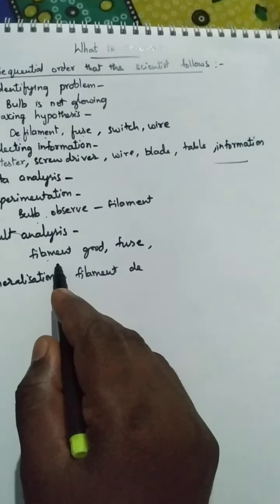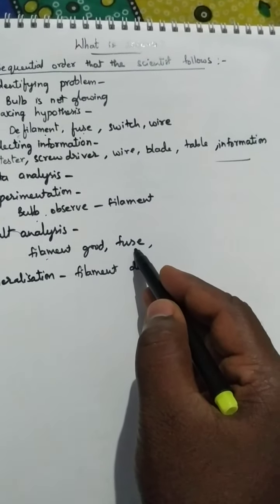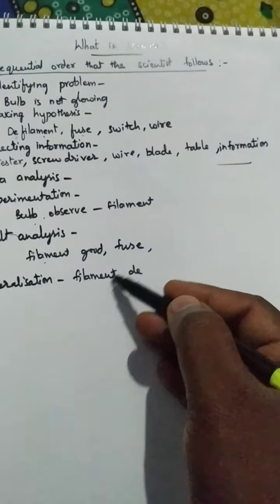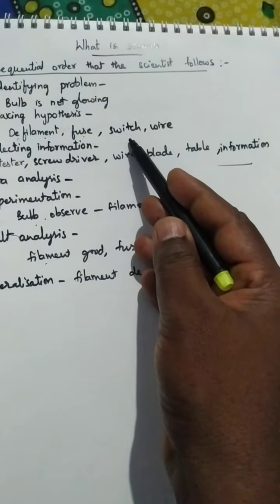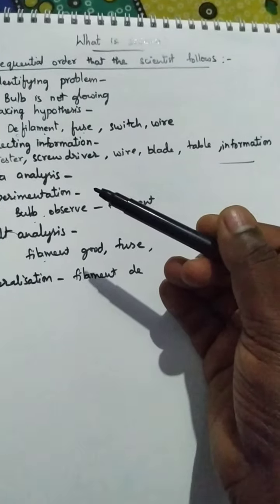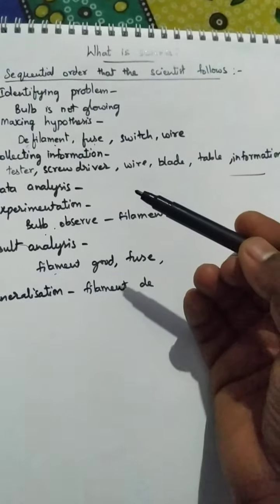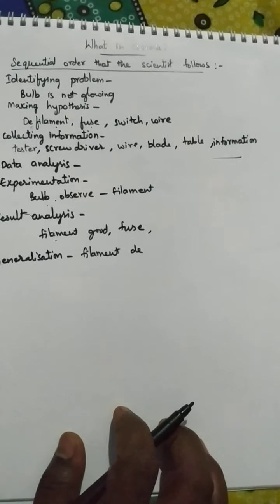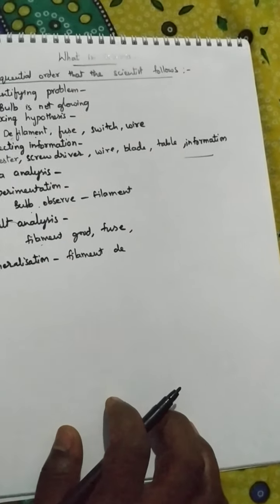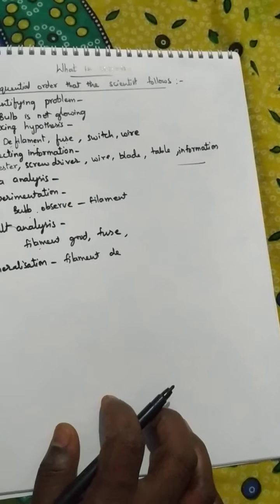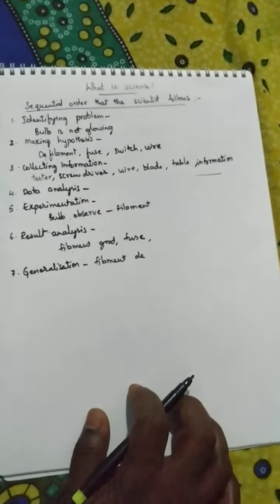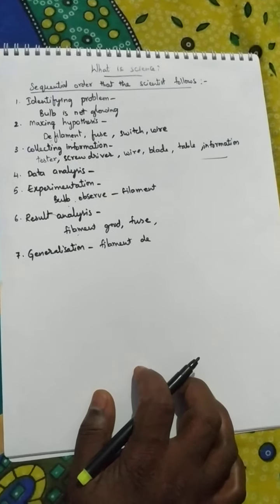If the filament is good, then you have to check the fuse. If the fuse is also okay, then you have to go with the other problem, that is the switch. You have to check the switch. If the switch is also working properly, then you have to go with the wire. Like this, one by one you will check everything. After checking everything, then you will generalize why the bulb is not glowing.